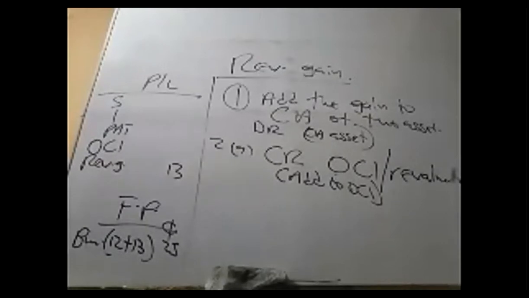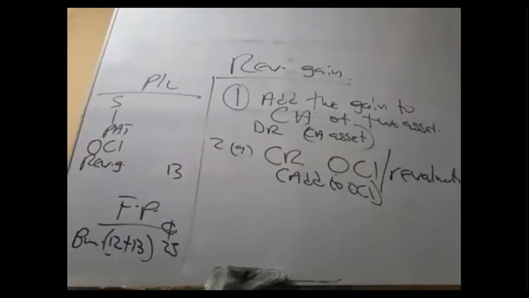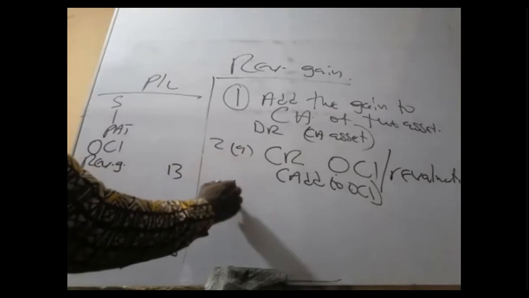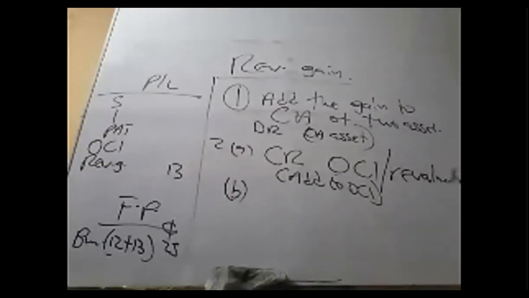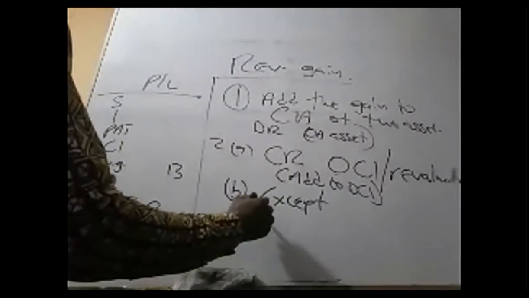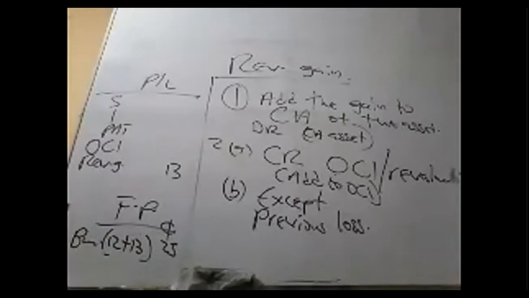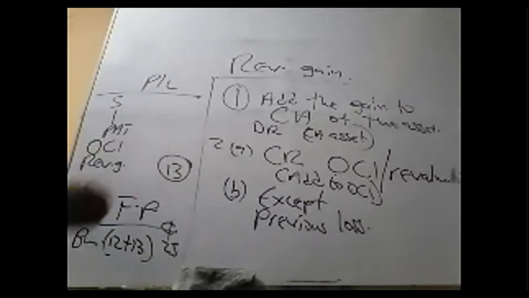Now, what if there was a tax? I'll add a tax to it. That's a deferred tax on revaluation. Now, what if there was a previous loss? So, the exception is where there is a previous loss. In situations where there was a previous loss, you cannot send the entire 13 to the OCI.